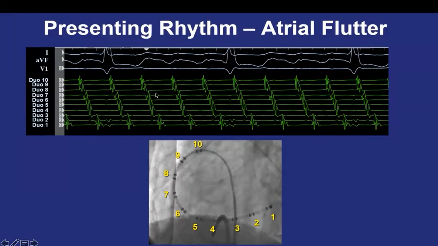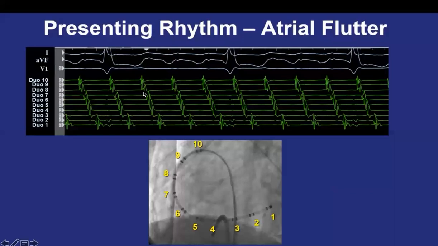We don't have the timing here, but most likely these small calibers are 100 ms each. So if each one is 100, this is almost 200. That means what would the rate be if the cycle is 200 milliseconds? 300. Yes, 300 is consistent with atrial flutter.